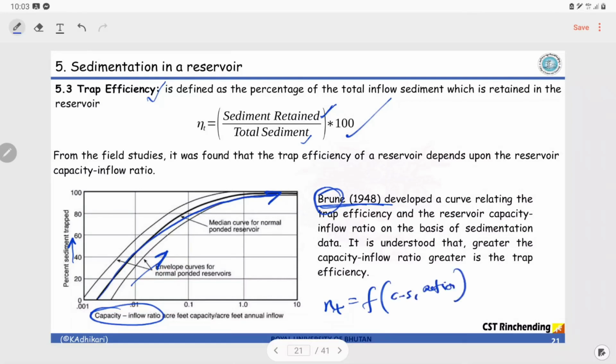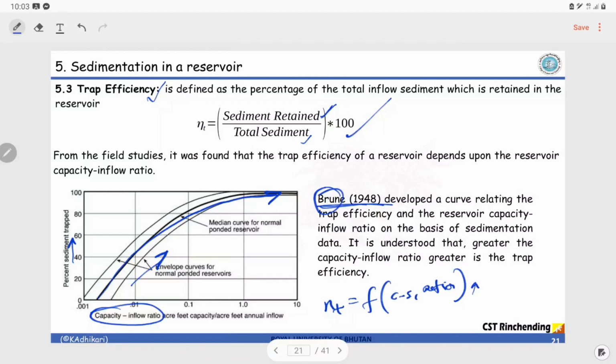If the capacity inflow ratio increases, sedimentation increases. So in a general understanding: large dam, large reservoir, more sedimentation; small reservoir, less sedimentation. If we have to translate this understanding for a layman, that's how we translate it.